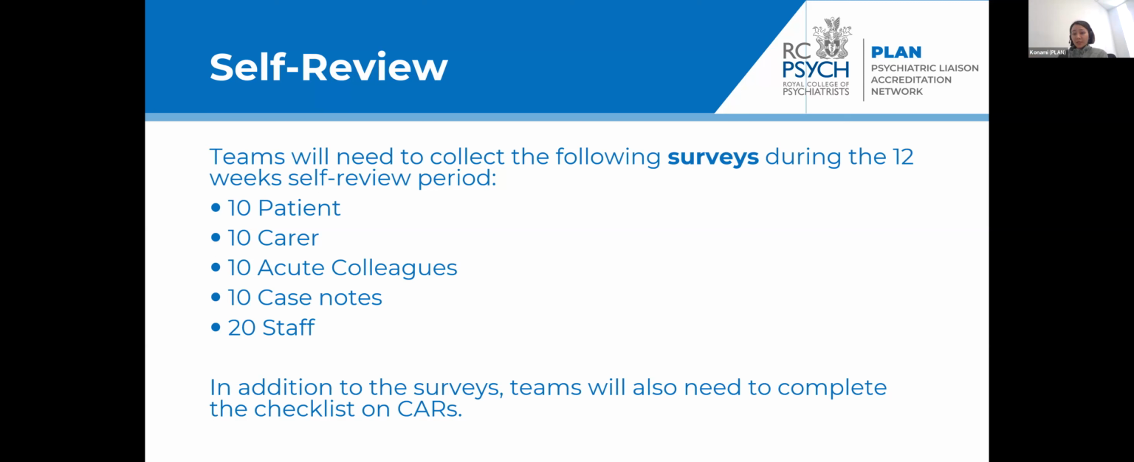So we'll need 10 patient surveys, 10 carer surveys, 10 acute colleague surveys, 10 case notes, and 20 staff surveys. Just to note that we understand smaller teams will have less than 20 staff. That's all right as well. If it's under 20, just complete however many staff you have. In addition to the surveys, teams will also need to complete a checklist on CARS, and we'll go through that in more detail later.